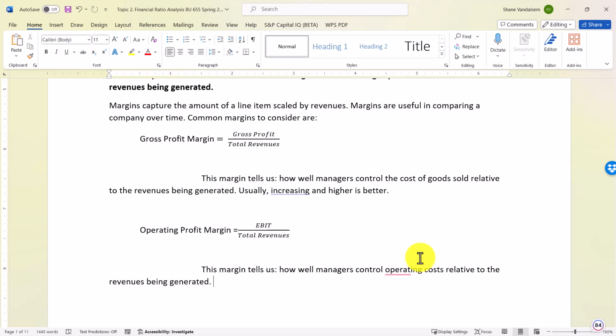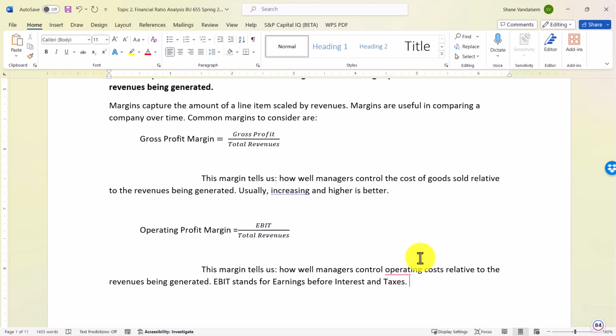Just as a reminder, EBIT stands for earnings before interest and taxes. So we consider that to be the operating costs of the firm, because interest is not generally an operating cost for a firm. It is the result of a financing decision. So interest expense comes from having to pay interest on things like bonds or loans that the company has taken out.